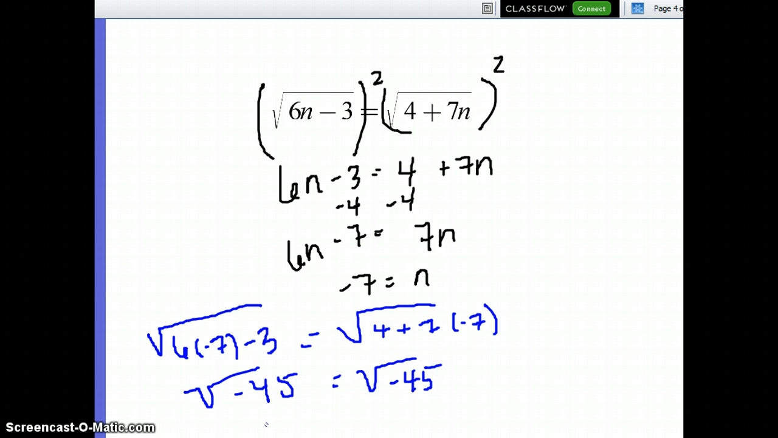So at this point you might be saying to yourself, but Mrs. Vogt, it works, these things are equal. But the square root of negative 45 is not a real answer. It's an imaginary number. So this is the type of one where you're going to say no real answer. There is no real number that I can come up with that will give me an n that will satisfy this equation here. The final answer is no real answer.